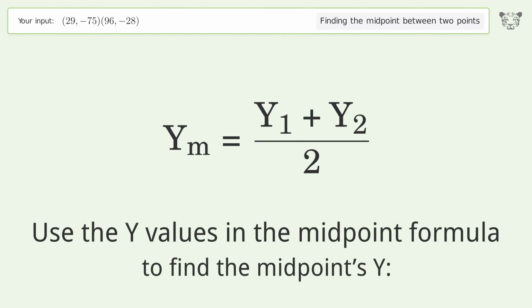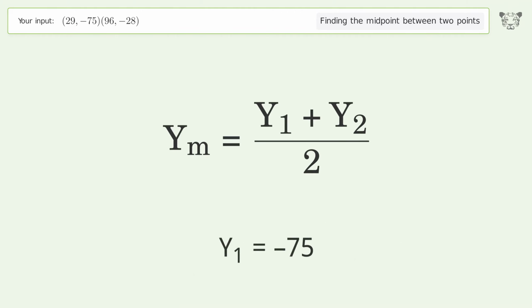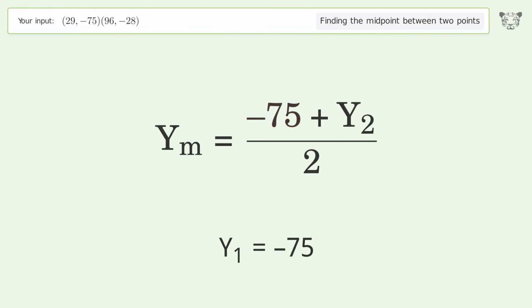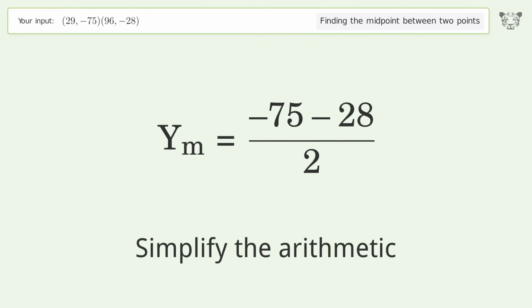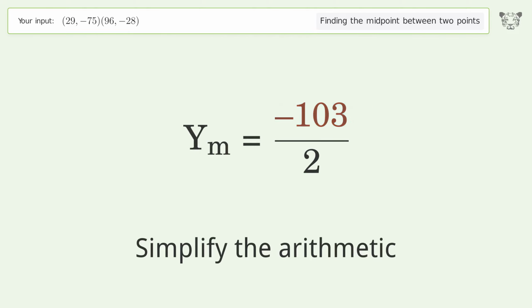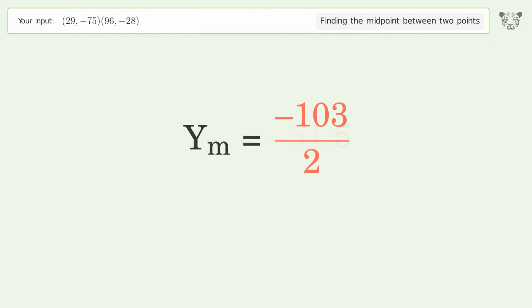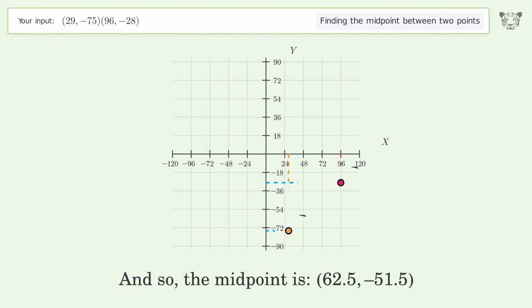Use the y values in the midpoint formula to find the midpoint's y. y1 equals negative 75. y2 equals negative 28. Simplify the arithmetic. And so, the midpoint is 62.5, negative 51.5.